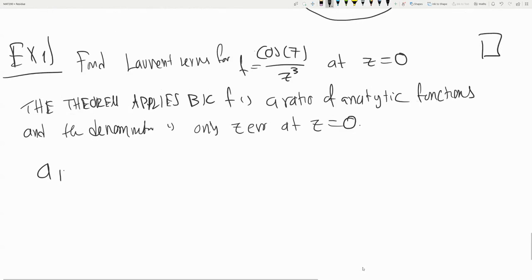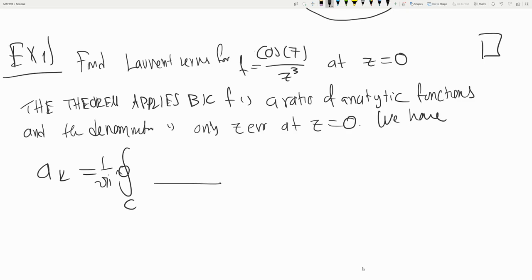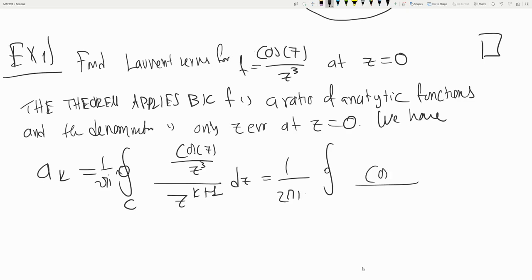So let's get straight to it. Let's find the coefficient. So we have 1 over 2 pi i, you have a contour around 0. So z to the k plus 1, and then f, which is cosine z over z to the 3. So cosine z, and then z to the 3 plus k plus 1. All right.